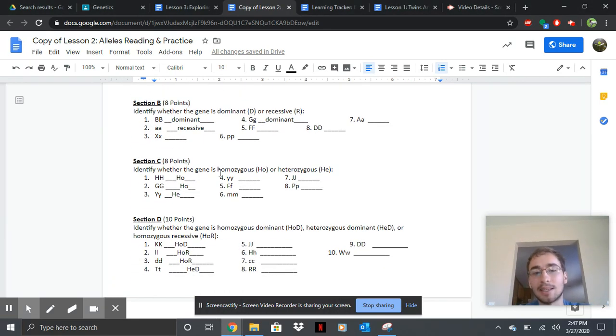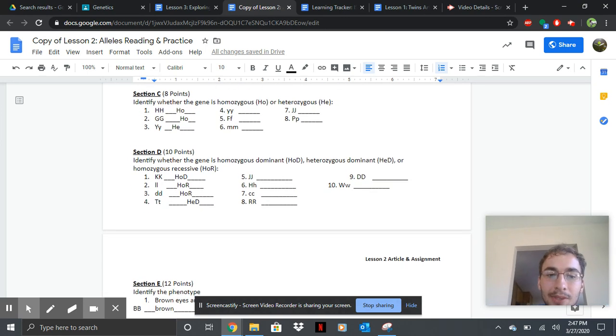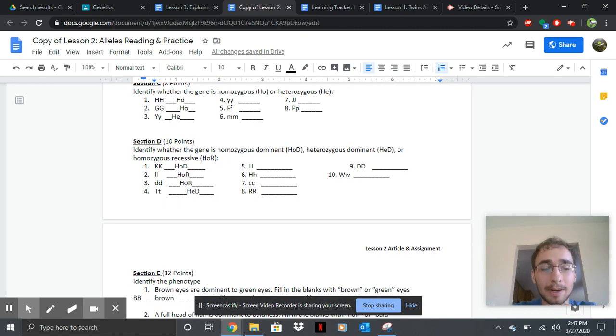Section C, you're just asking homozygous, are the 2 letters the same? If they are, then put ho. If they're different, put he for heterozygous. Okay, next one, section D. This one is also just terminology practice. It's asking if they're homozygous, so if the 2 letters are the same, and then it's asking if they're capital letters or lowercase. So this is 2 capital K's, my dad's initials.